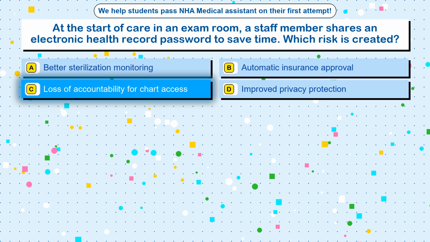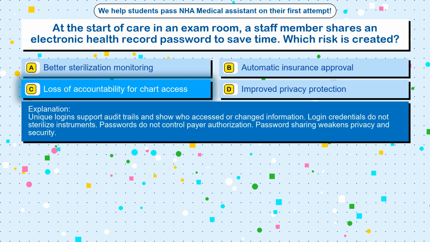The correct answer is option C. Loss of accountability for chart access. Unique logins support audit trails and show who accessed or changed information. Login credentials do not sterilize instruments. Passwords do not control payer authorization. Password sharing weakens privacy and security.